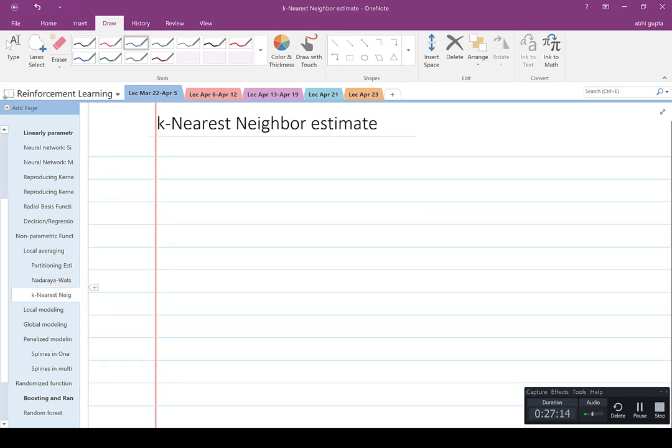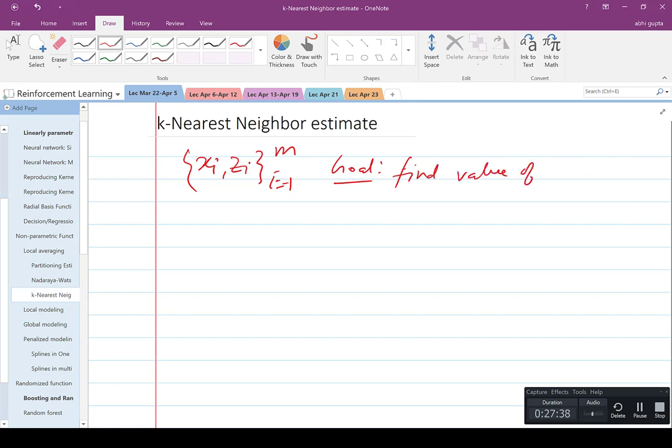Now let's talk about the k nearest neighbor estimate, which is something that you have done already in the assignment, so I'll just go over it very quickly. You have data points xi, zi, i equals 1 to m. You want to find the value of f hat of x. The way you do that is you find the k neighbors of x.